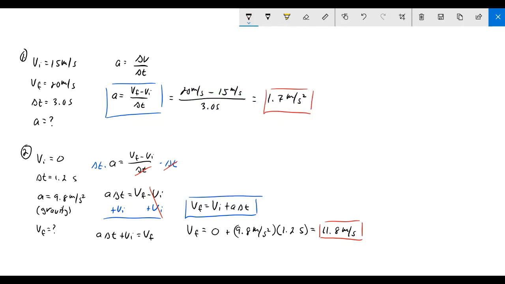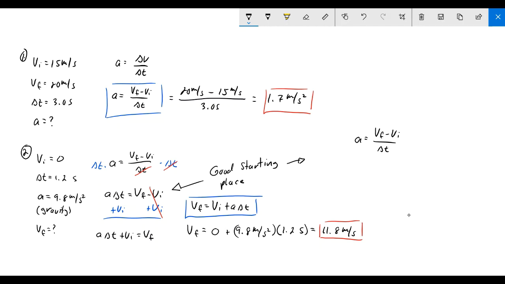Sometimes we need to use a little bit of algebra, but if we look at this part of the equation right here, this is a good starting place. It's a good starting place because from that part of the equation, I can get to other forms of this same equation. So the first one is what we did in number 1. We've got a equals final velocity minus initial divided by time.